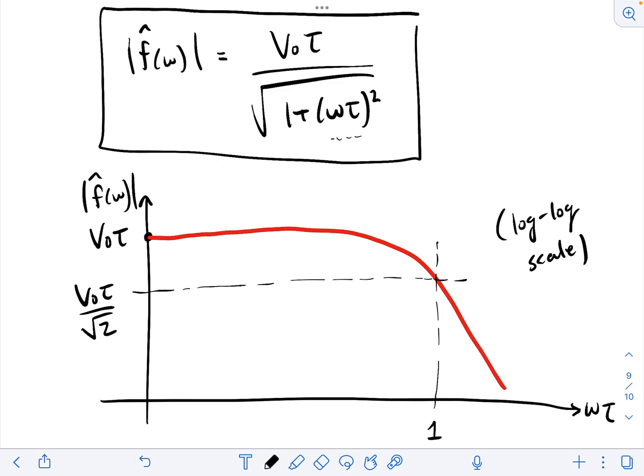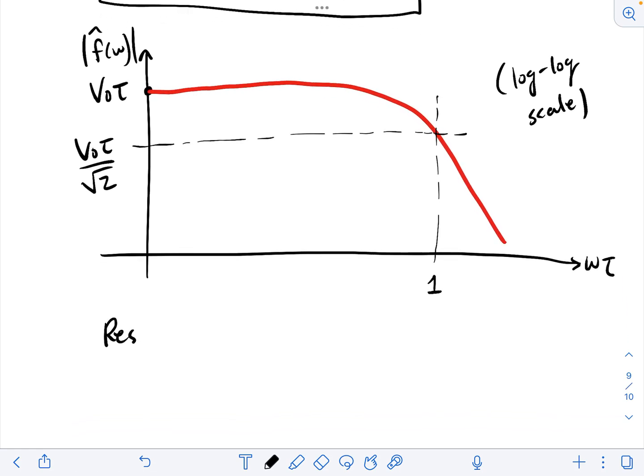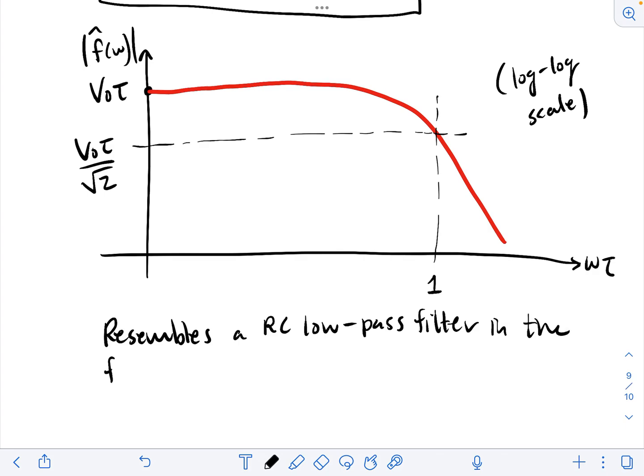So this resembles an RC low-pass filter in the frequency domain. And so you begin to see how some of this Fourier analysis is really useful, because we can start to connect it to things that we know. We understand RC circuits in both the time and frequency domain, and now we have this mathematical tool that allows us to go between these two domains quite easily.